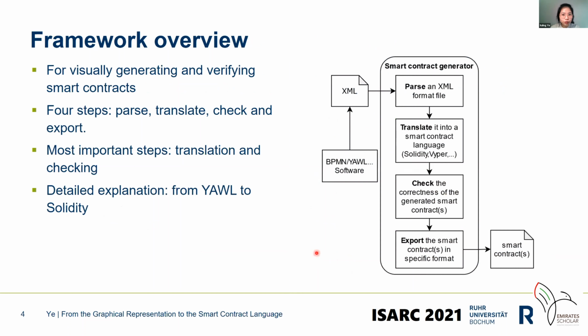The framework overview is shown in the figure, which is for visually generating and verifying smart contracts. There are 4 steps in this generator. First, parse an XML format file and translate it into a smart contract language, and then check the correctness of the generated smart contract, and then in the end export it. The most important steps are translation and checking. In this paper, I will give a detailed explanation from YAWL to Solidity.